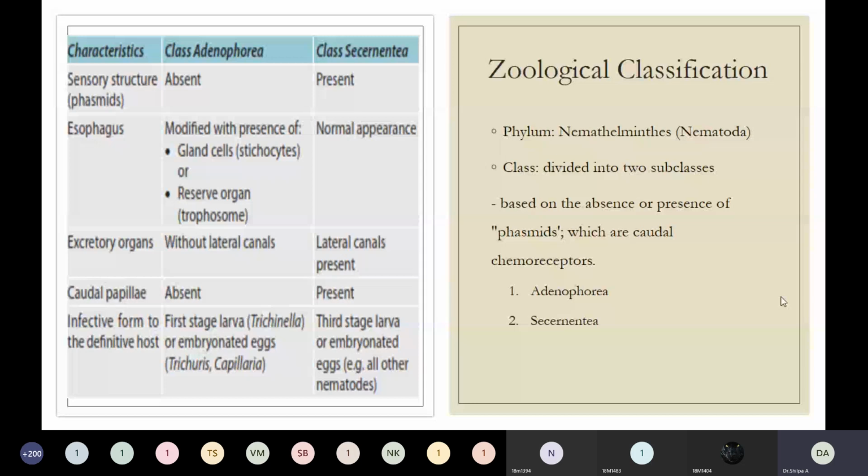Now coming to class Secernentea, here it will have phasmids. Esophagus will have a normal appearance as we discussed in our general characteristics, and these will have lateral canals as part of their excretory organs. Caudal papillae will be there, and the most important one here, the infective form for the definitive host is third stage larva. Okay, so these are the three different types of classifications.